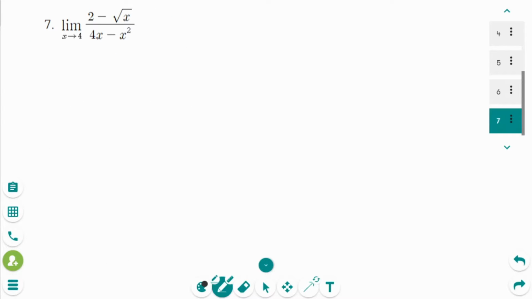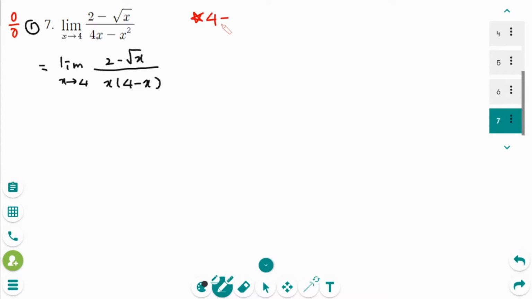The next question is this. This question shows the 0 over 0 form. There are two ways to solve this question. First, 2 minus square root of x. We can factor the denominator into x times 4 minus x. But this is not factored fully. 4 minus x is not a difference of squares.